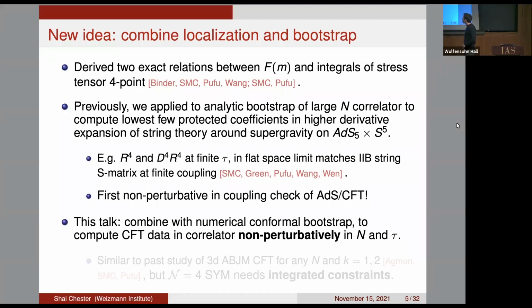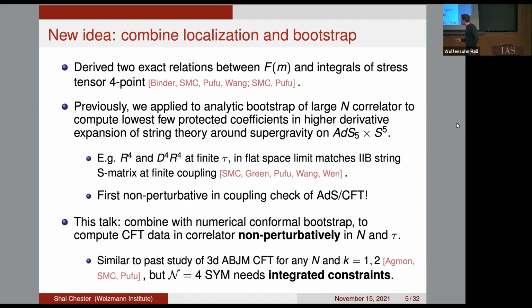In today's talk, we're going to combine the numerical bootstrap with supersymmetric localization to compute quantities in the stress tensor correlator non-perturbatively in both N and tau. So there's no longer any expansion. It's completely non-perturbative. I should note that the spirit of this study is similar to a previous study I did with these collaborators for the 3D ABJM theory, in which case we were also able to compute non-perturbative bounds, in fact very precise islands, for any value of N when the Chern-Simons level is 1 or 2, which is the case where we have maximal supersymmetry.